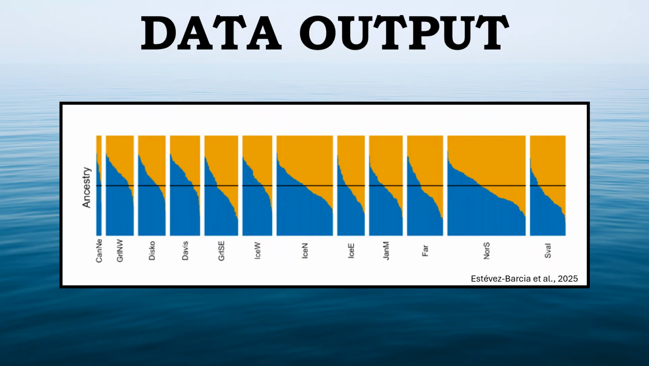So what does genetic data actually look like? Well, here is an example of genetic data that was used to assess stock structure. Each bar represents an individual fish, and the colors here show genetic ancestry. Similar patterns indicate shared stocks, while differences reveal hidden population structure.